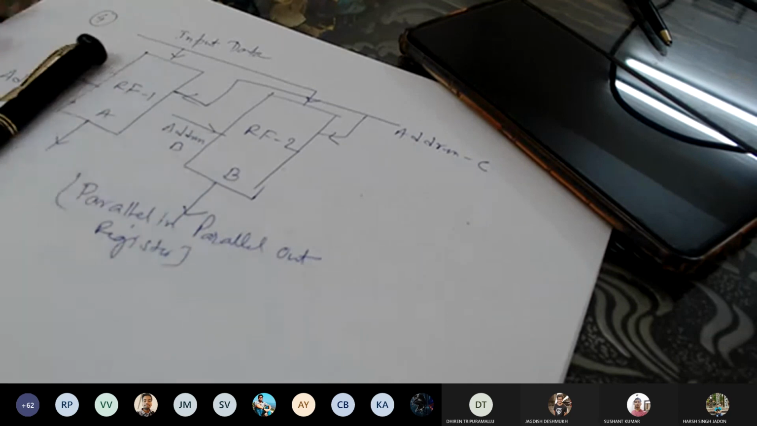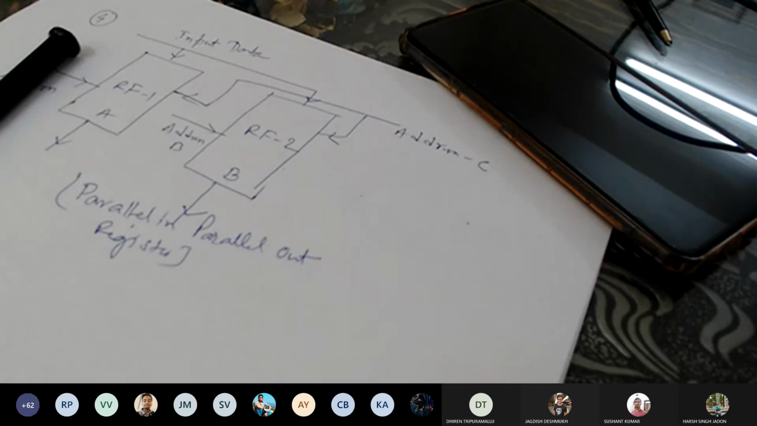So what you can do, you can look into the Logisim simulator. You can take the parallel in, parallel out registers as the building blocks and then start designing a complete register file which supports these functions, keeping in mind that you will be using this in your future designs. Okay, so that is what I want you to explore further.